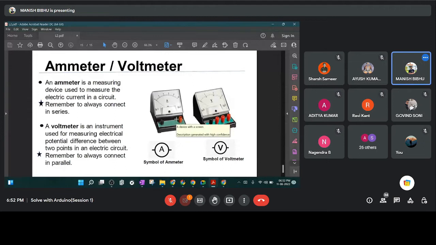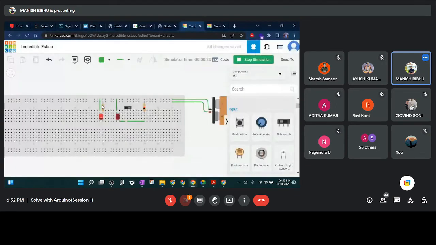Now next is the ammeter and voltmeter. The ammeter and voltmeter are used for measuring current and voltage. You can see, if we need to measure the current through this terminal, then we can use an ammeter.